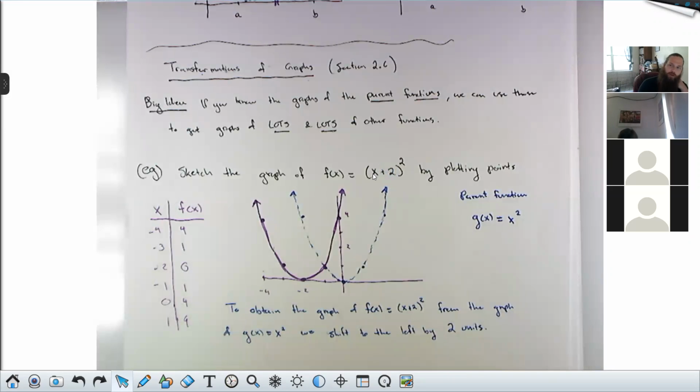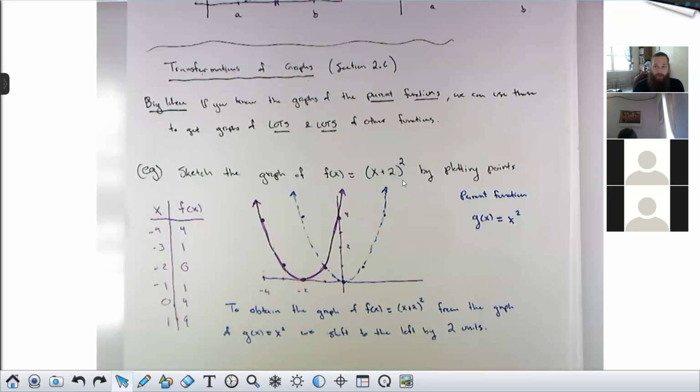How do I know to go left or right from the algebra? Well, it's because the 2 is being added on the inside. So if you add 2 to x on the inside, in other words, you replace x by x plus 2, that will shift your graph to the left by 2 units.